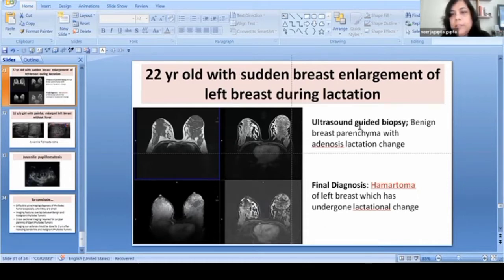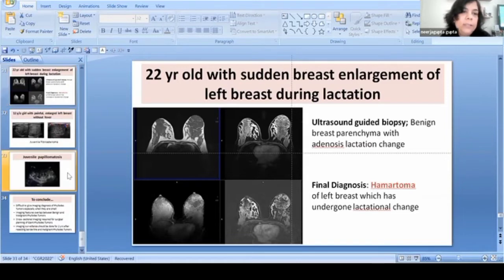tumor, and did an ultrasound-guided biopsy which showed us benign breast parenchyma with adenosis and lactation change. So the final diagnosis we made was that it was a hamartoma in the woman's breast, which she did not feel earlier, but then it underwent lactational change and became very apparent during lactation.